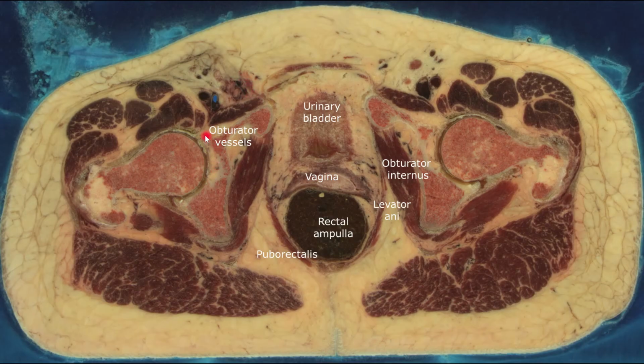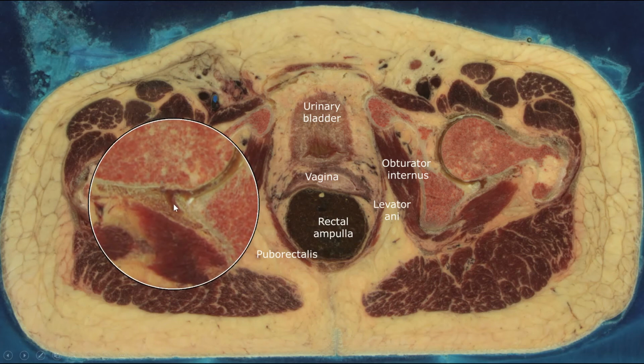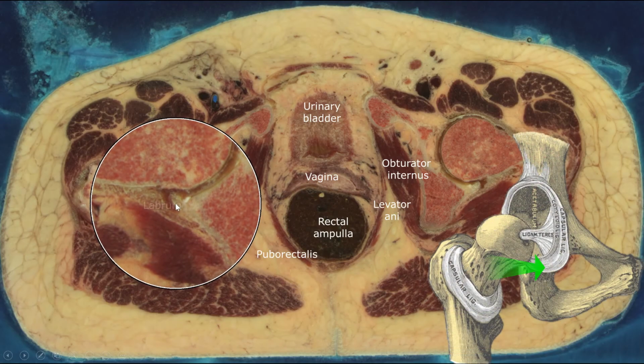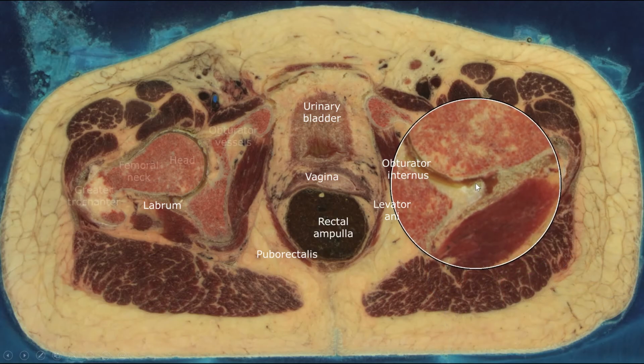In the bone, I can see the acetabulum, the head of the femur, and this will be the neck of the femur, continuing here more laterally as the greater trochanter of the femur. If you look closely at the acetabulum here, you can see that there is this structure here. This is the acetabular labrum. It's a cartilage that deepens the acetabulum.